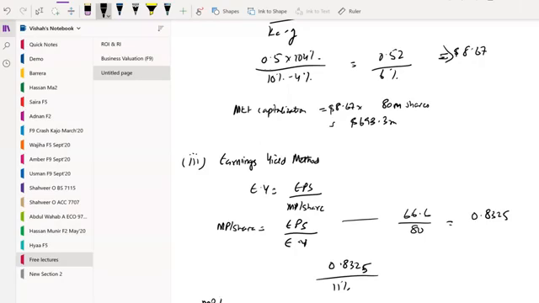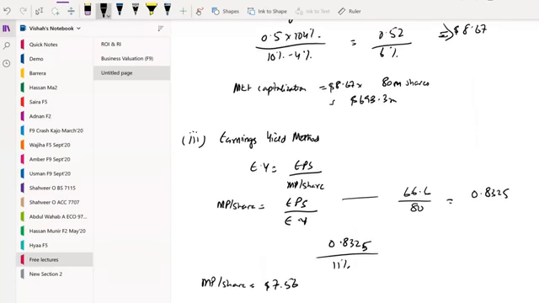So the market price per share is 7.56, and total market capitalization would be 7.56 into 80 million shares. That is 605.45.